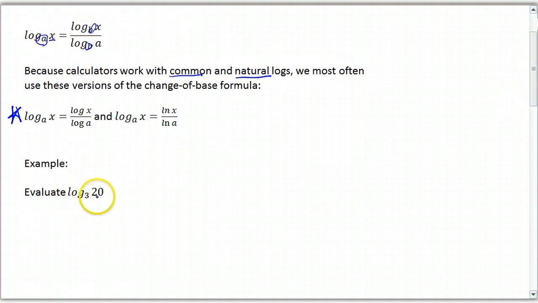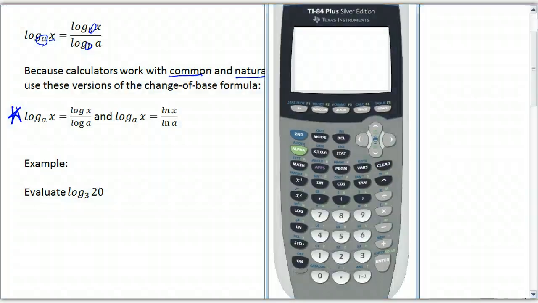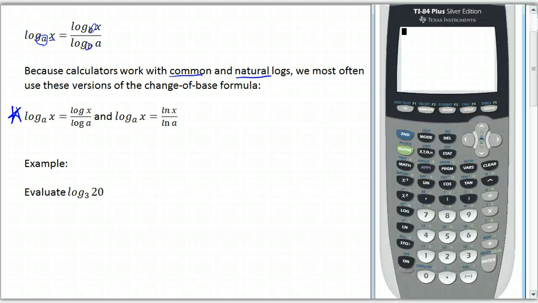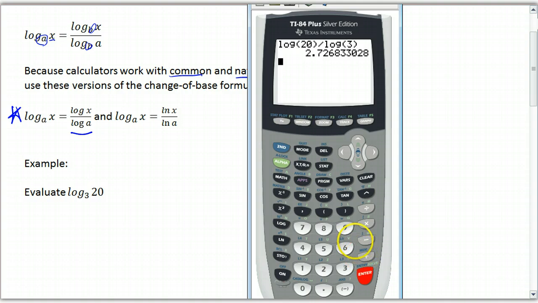Let's say you need to evaluate the log of 20 base 3. So we don't have a base 3 log button on our calculator. However, we can convert this to a ratio of common logs. So I'm going to go log 20. Make sure you close the parentheses because you want to divide that entire log, not just the 20. Log 20 divided by log 3. Close parentheses, and we get 2.7268.